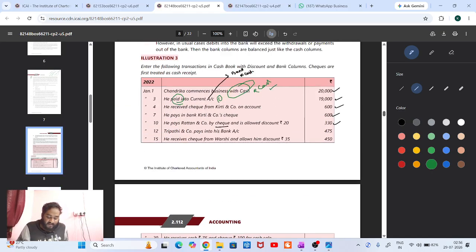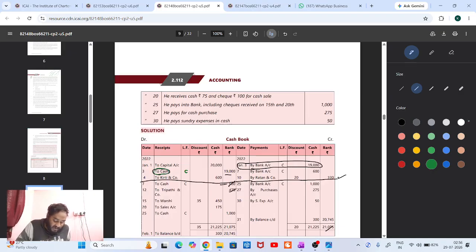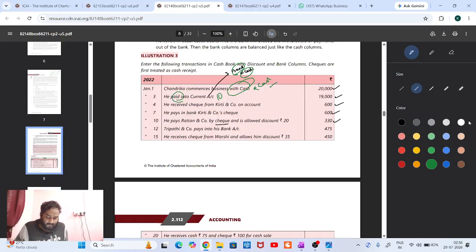What did we get? We got cash, bank to cash. We have received cash. So to cash, and we write straight away in the bank column. Again, to cash, we have received cash, and we straight away write in the bank column. Wait a minute. No, no. We paid to the current account. I'm sorry, actually. We paid to the current account, right? Let me say, he paid into current account.